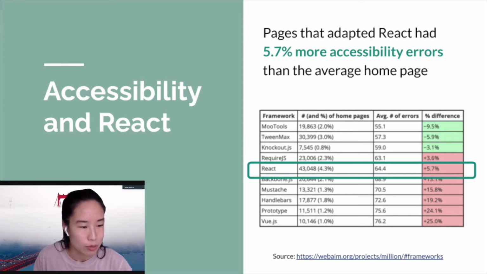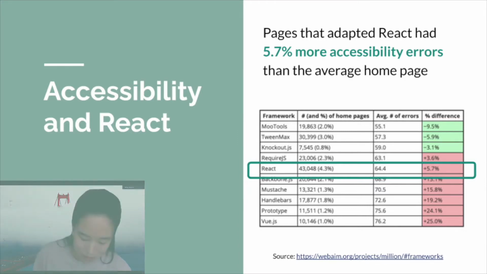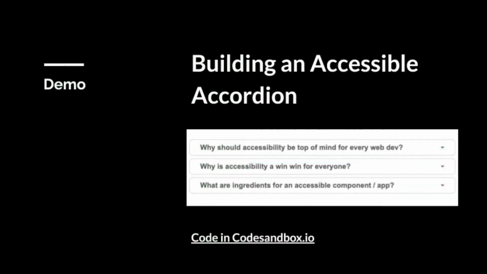One category was frameworks, and they found that pages that use React had about 6% more accessibility errors than the average website. But this is completely preventable, right? There's nothing inherent to React that prevents us from building accessible components and websites. So we're gonna talk about how to do that by doing a demo for how to build an accessible accordion.